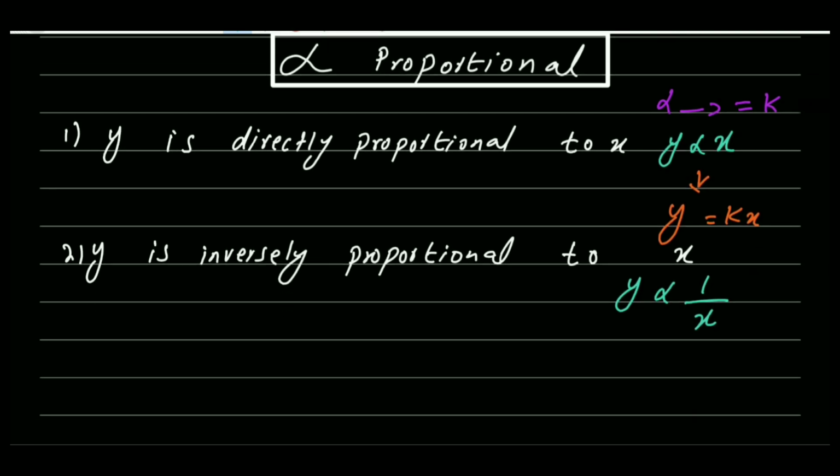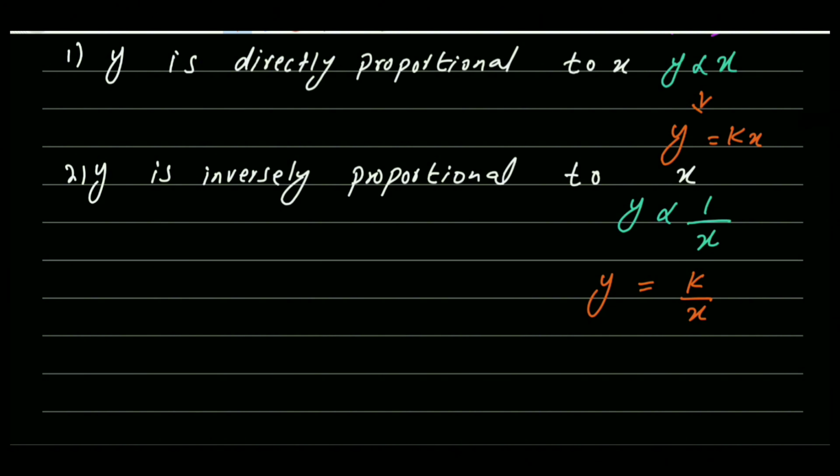Okay, so third, how will we write it? We will write it in the equation y is equal to k over x. In place of 1, we will write k. In place of the proportional sign, we will write is equal to. Okay, so some more statements we will do.